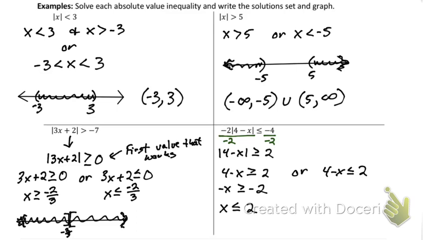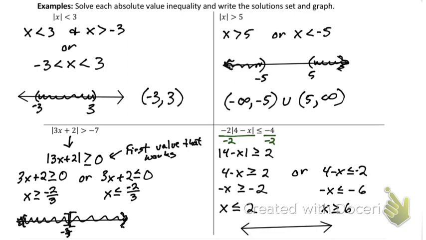On the other one, we should actually have this being 4 minus x is less than or equal to a negative 2. I forgot to flip that sign. So when I subtract 4 from both sides, we'll have negative x is less than or equal to a negative 6. Divide both sides by a negative, and we're going to have x is greater than or equal to 6. Now with an or statement, I should have arrows going in both directions when I shade them in.